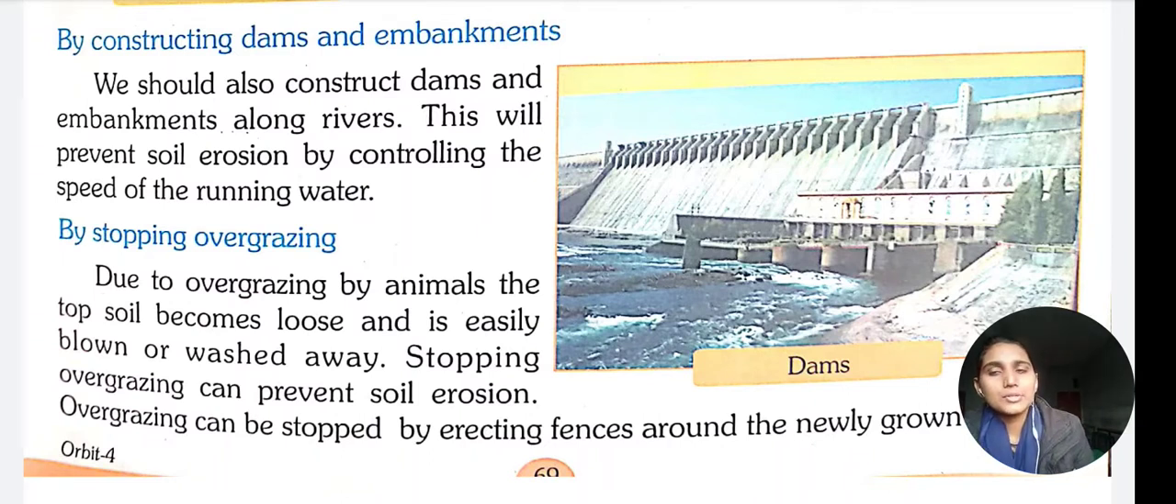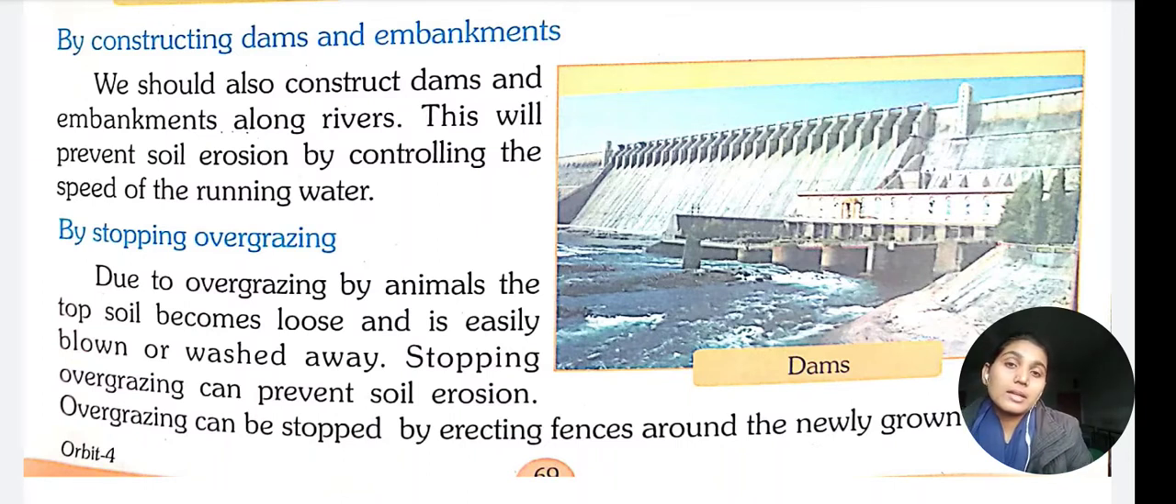So the third condition is by constructing dams and embankments. Now the fourth one is by stopping overgrazing. The fourth condition is that by stopping overgrazing, one can prevent the soil erosion. One can prevent our soil from getting eroded. Okay. So the fourth one is overgrazing.